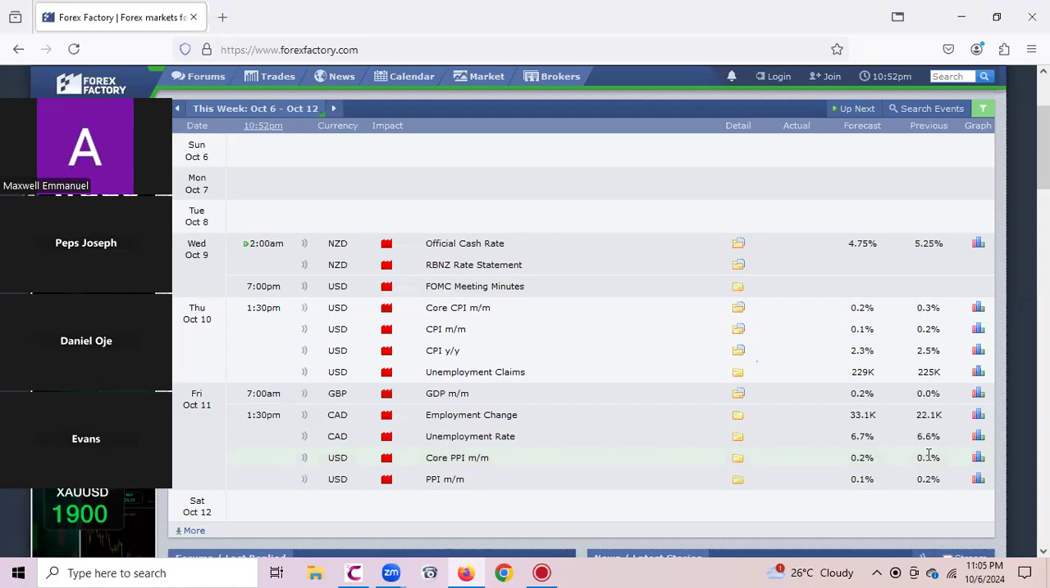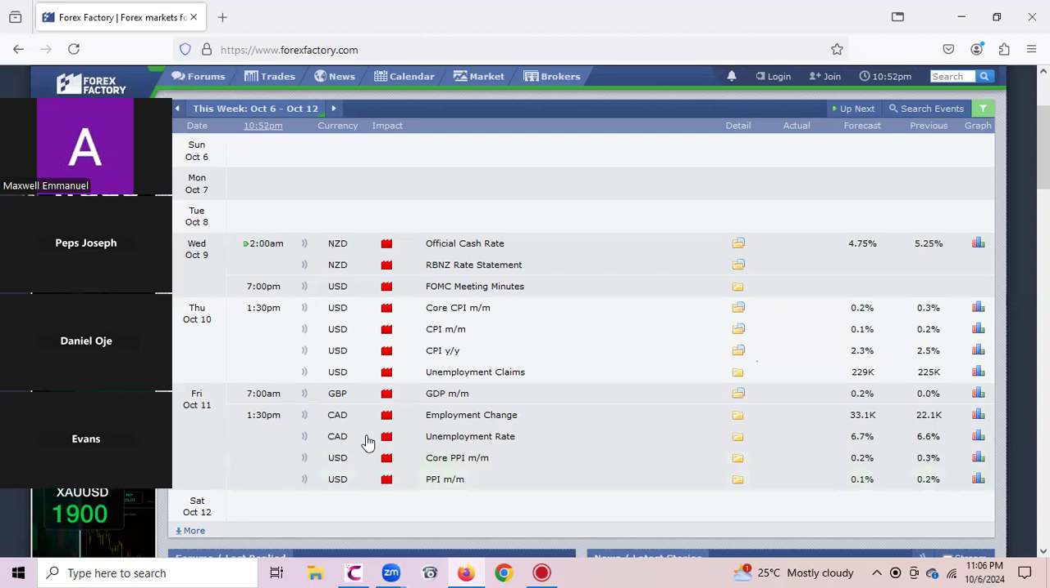Then core PPI was the expectation. The previous is 0.3% and the forecast is 0.2%, so they're expecting a decrease. PPI also, they're expecting a decrease from 0.2 to 0.1. So we wait for the actual. We can't do anything with the previous and the forecast. The actual is what will determine which direction we should follow, either to go bullish or bearish on the dollar.